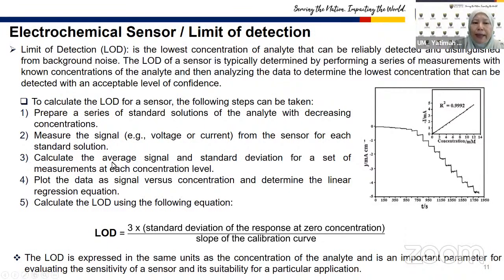And then you calculate the average signal and the standard deviation for a set of measurements at each concentration level. Because you prepare a concentration, you know the concentration. So by having that concentration, what is the signal? From there, you can draw a graph of the set of measurements based on each concentration level that you have prepared. And then you can plot the data as signal versus concentration and determine the linear regression equation.